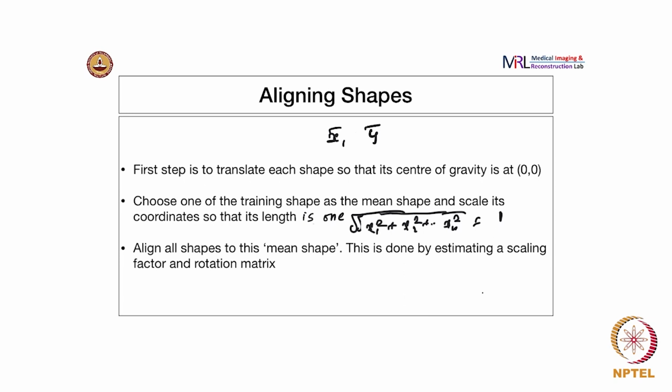Again, this alignment is done by estimating a scaling factor and a rotation matrix. This alignment we can pose in the form of an optimization problem. So let's look at how we can align two shapes. Then all you have to do is apply this to all the shapes in the database, and choose one of the shapes as a mean shape and align all the other shapes to it. Then you just look at how we can do two shapes at a time.